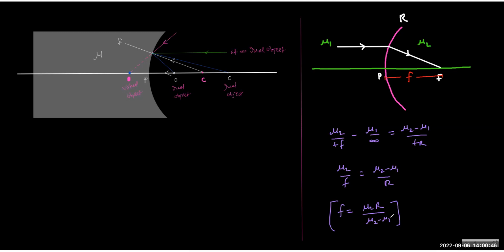So here we don't have something like f equals r by 2. We have f in terms of mu. So if I take mu1 as air, and mu2 as mu, the answer becomes mu r by mu minus 1. Understood? That's the answer. Simple.